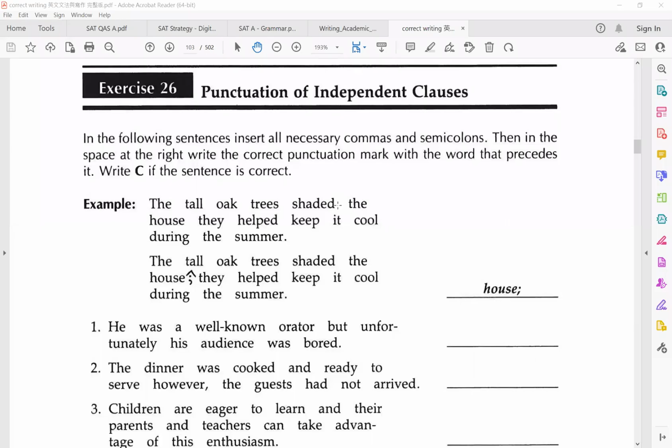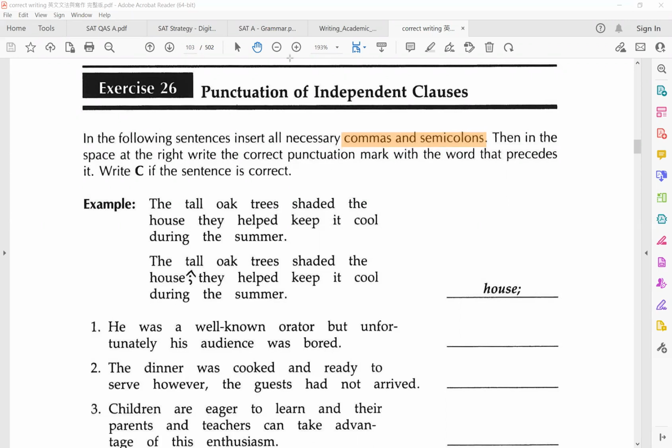So now we're going to do an exercise on punctuation of independent clauses. In the following sentences, insert all necessary commas and semicolons. And in the space at the right, write the correct punctuation mark with the word that precedes it. Write C if the sentence is correct. I don't think we need to do this. Just put a check mark if the sentence is correct.